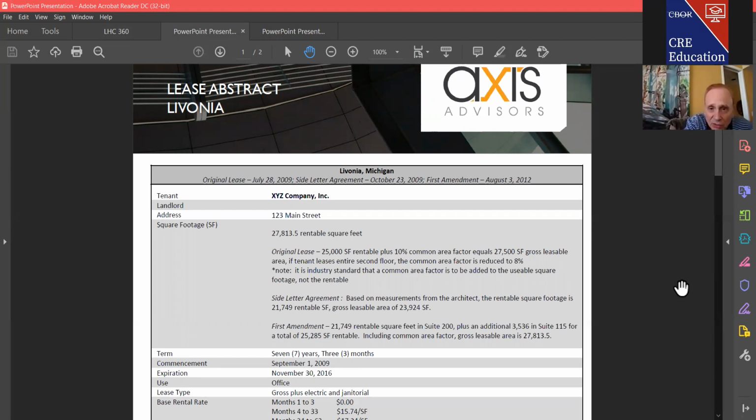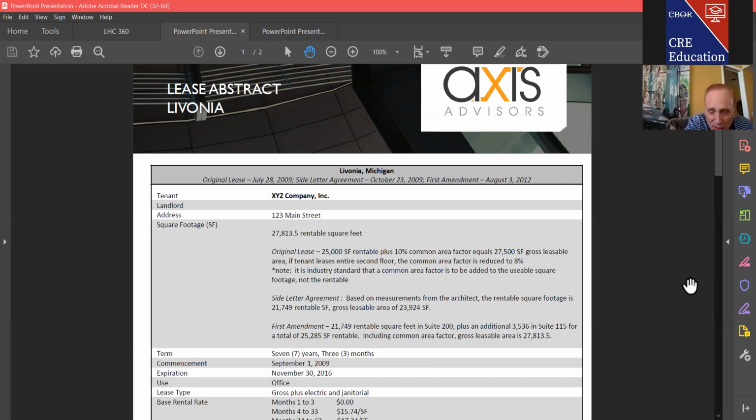I went through and analyzed the fact that there was 25,000 rentable, and they added on a 10% load factor, which is actually less than most office buildings today, which are like 12 to 15%. So 10 was pretty good, but I wanted them to know that. We looked at the common area, what that was going to impact.